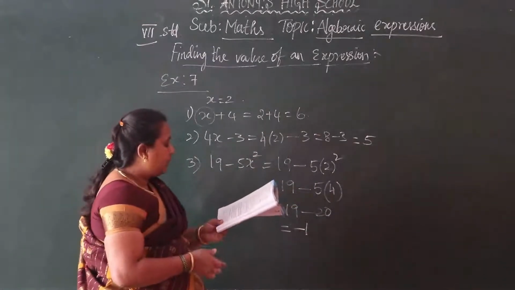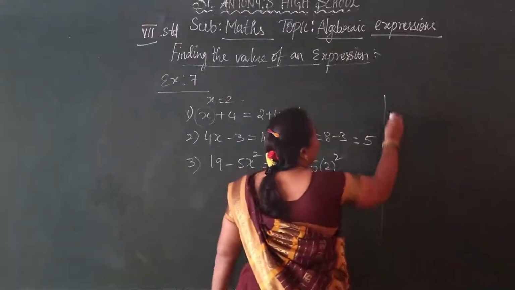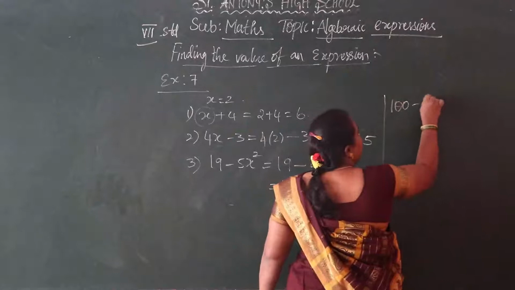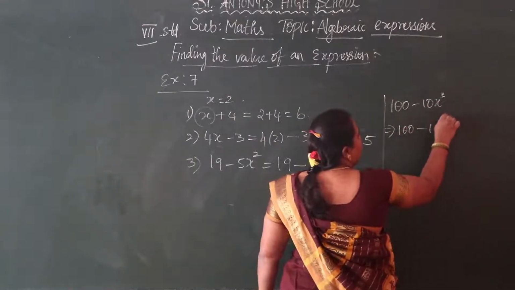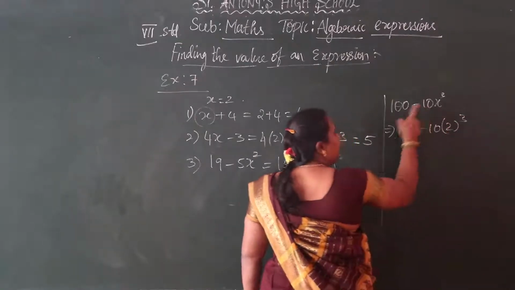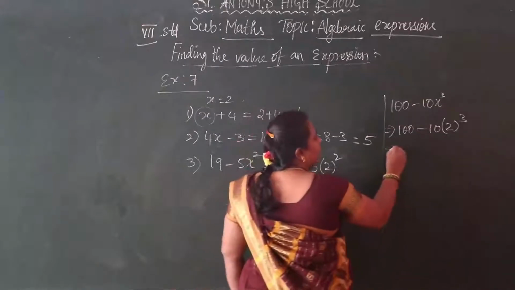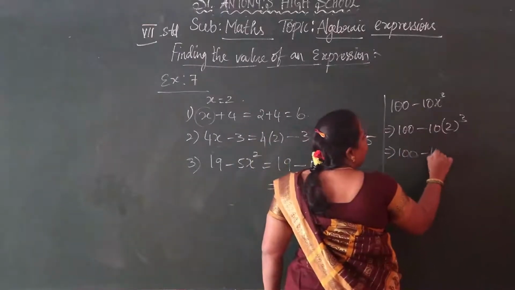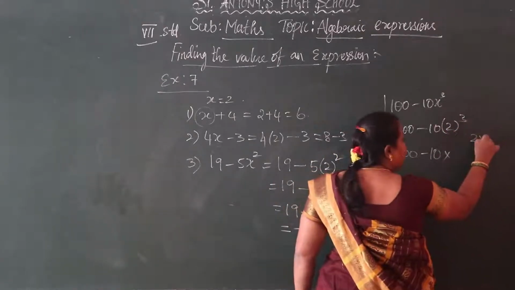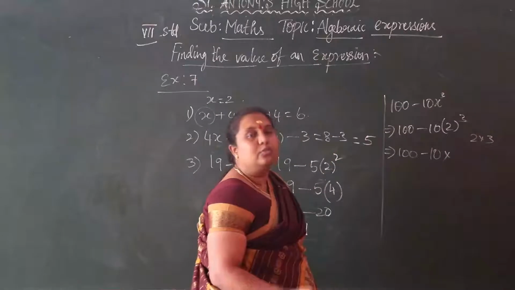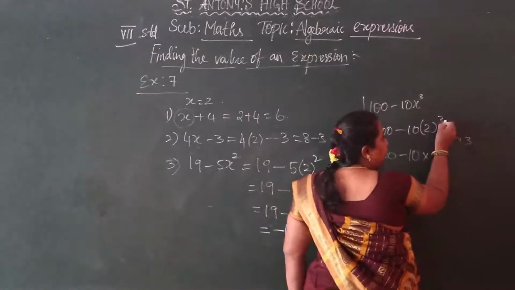Then we have another one, that is 100 minus 10x cubed. So that is 100 minus 10 into 2 cube, if x equal to 2. We are substituting x as 2. So 100 minus 10 into 2 cube. 2 cube, we have to multiply 2 three times.